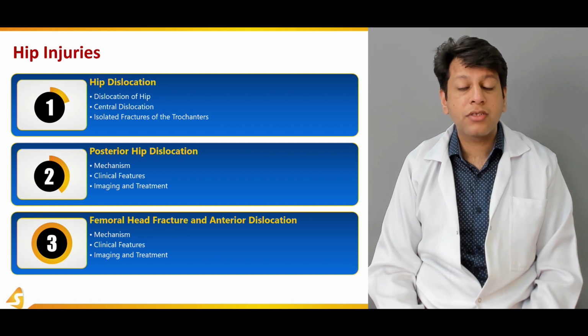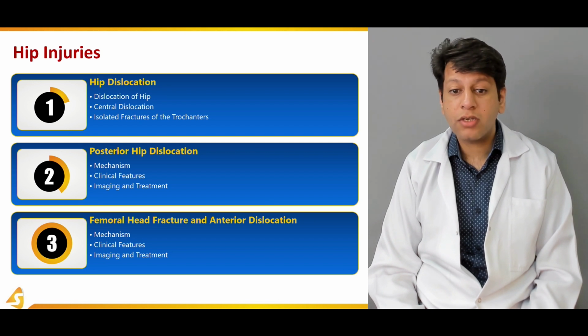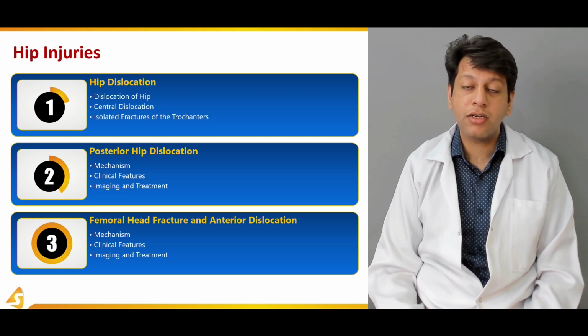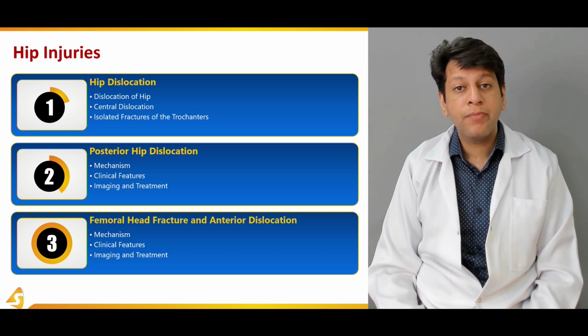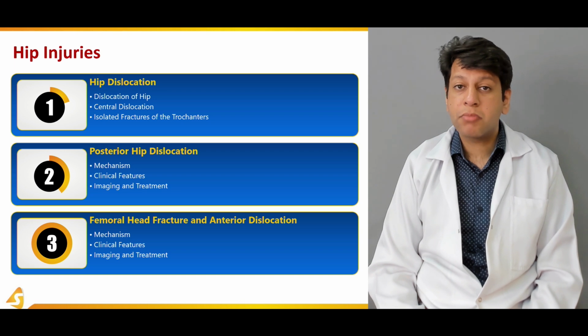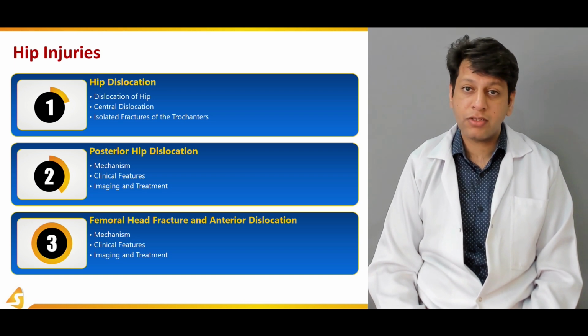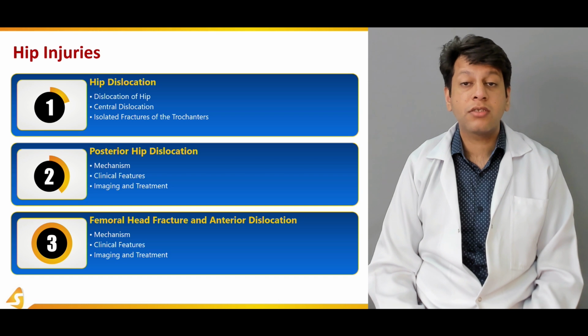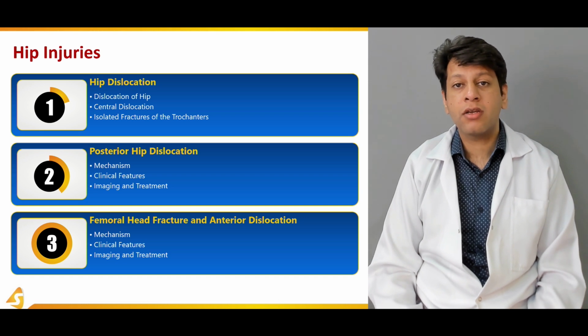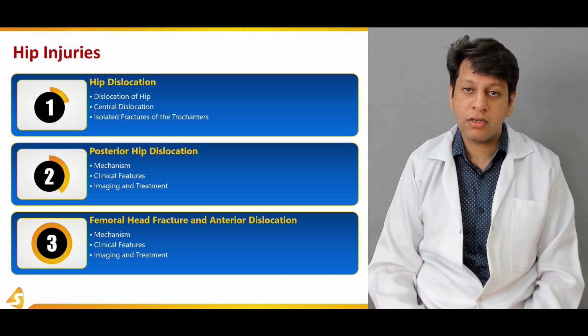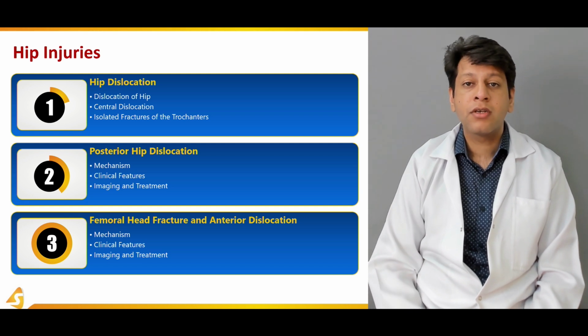So we'll be briefly discussing the mechanism of anterior dislocation, its clinical features, how to treat it, and how to manage anterior dislocation. Along with that, we'll be briefly touching upon the Pipkin classification of femoral head fractures as well, its importance, and what type of reduction is required if it is associated with femoral head fractures.